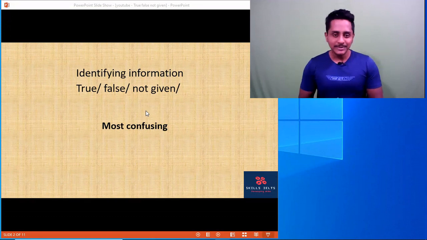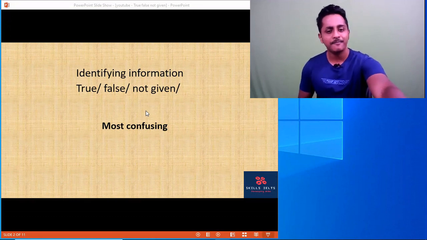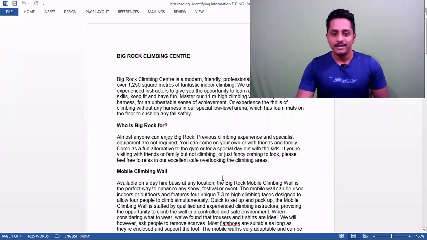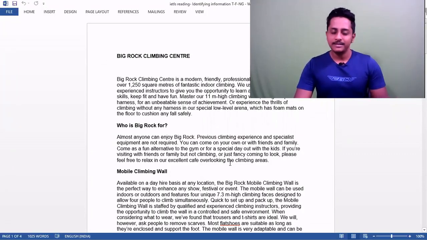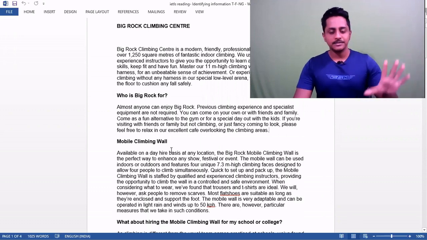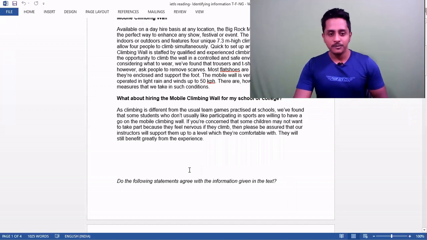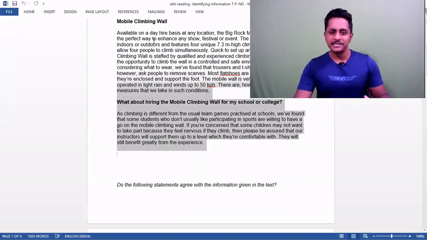All right, so let's start with this. Identifying information: True, False, Not Given. How does it look? I've got a question, something like this: a big rock climbing center. They've given some paragraphs: first, second, third, fourth paragraph. All right, they've given you 4 paragraphs. Don't start reading each and everything there. Let's start with the question.